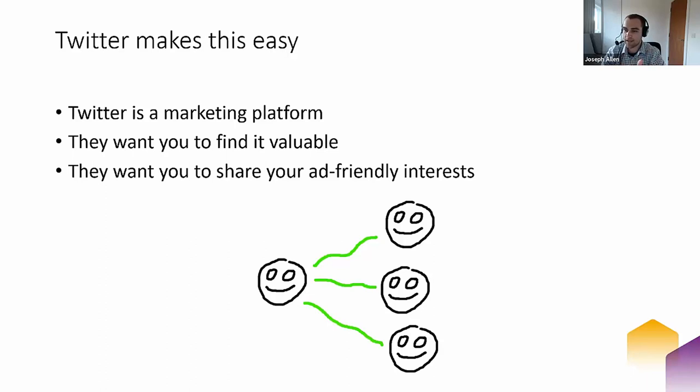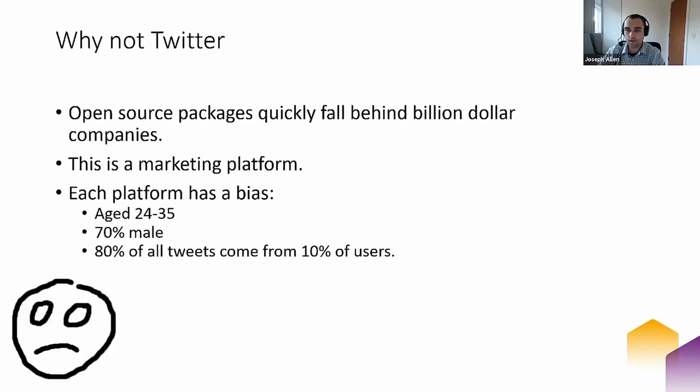Remember, Twitter is a marketing platform and the users are the product. They want you to find it valuable, easy to use, and to encourage you to share how you feel. So this is great news from a social science perspective, but maybe not good news from a societal perspective. But what are some of the disadvantages of Twitter as a data source? One is that the open source packages that make collection of data so simple are also competing with one of the world's largest tech corporations at the speed at which their technology changes. These packages are frequently out of date with the newest features. It's also said that Twitter is marketers talking to marketers about marketing, and a lot of content is very self-promoting or even commercial.